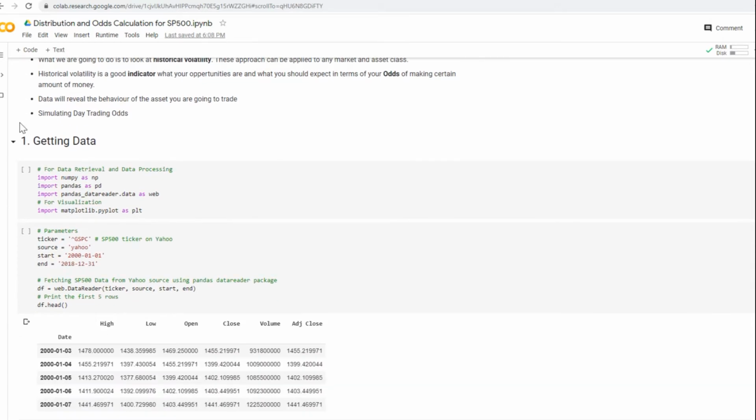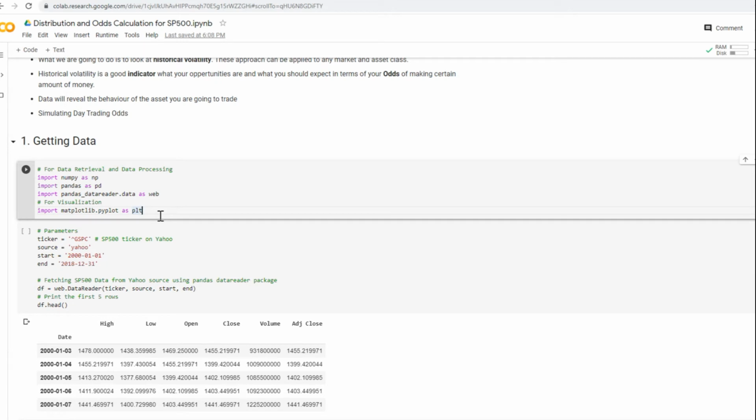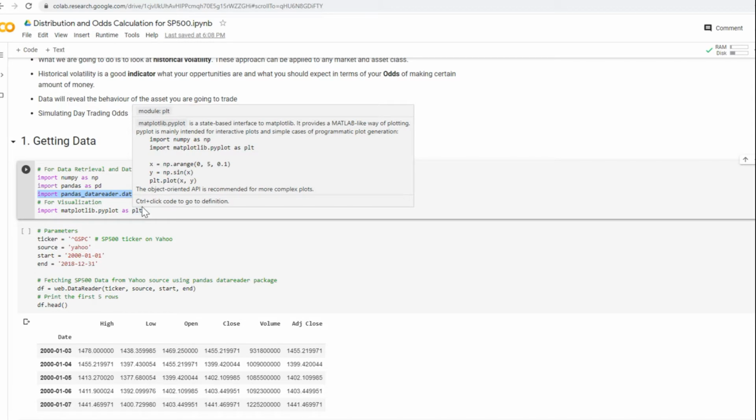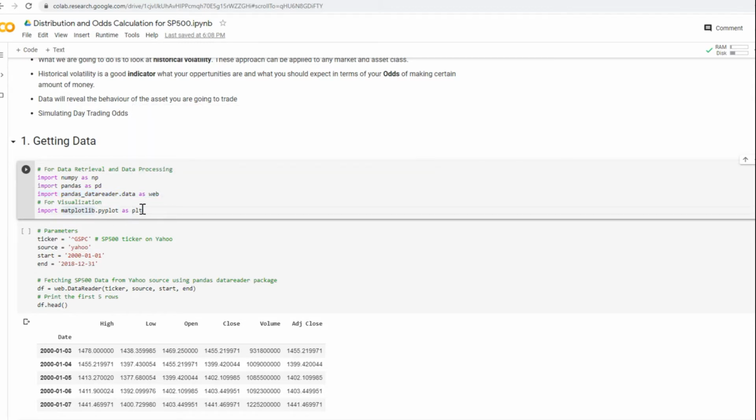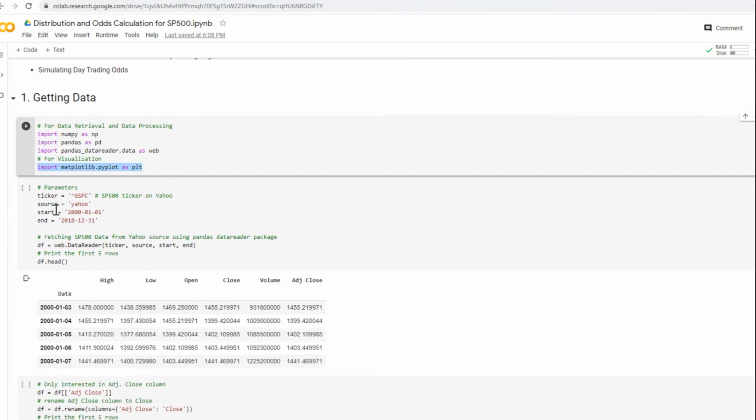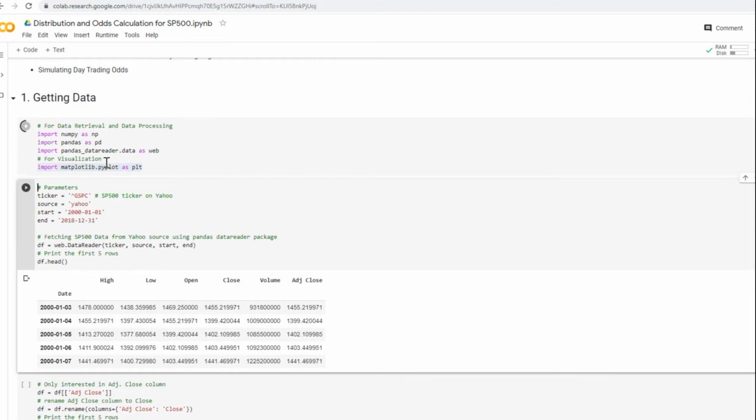Okay. So getting the data is simple. You first import pandas data reader data as web. This package is responsible for getting data from Yahoo or any other source. You can see the documentation of this package for which sources you can select. Matplotlib pyplot we use for visualization. Okay, so run this cell.